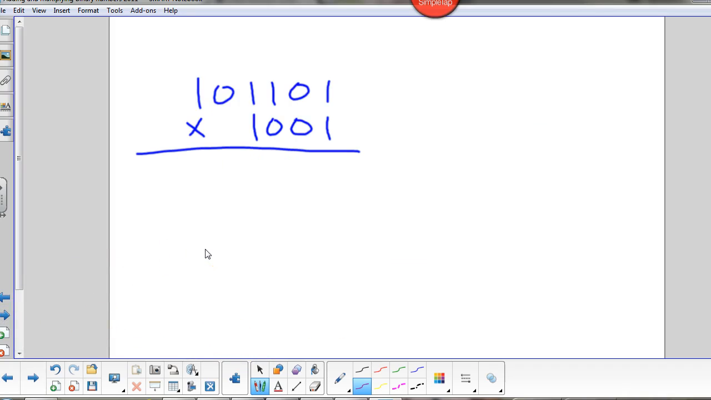Alright. So I want you to see if you can try to do this. There's going to be 4 rows, right? So 4 multiplications that you're going to do, and then add them up at the end. So pause this, and then come back when you think you have an answer, and we'll check it out.